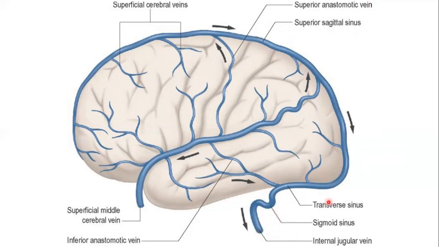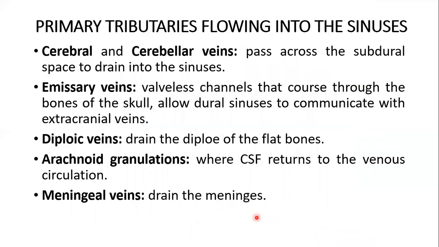Here is the confluence of the sinuses, and from here the blood goes into the transverse sinus on each side. And this is the S-shaped course of the sigmoid sinus, and here is the jugular foramen, and then the sigmoid sinus continues as the internal jugular vein. So ultimately the whole blood from these sinuses goes into this internal jugular vein.